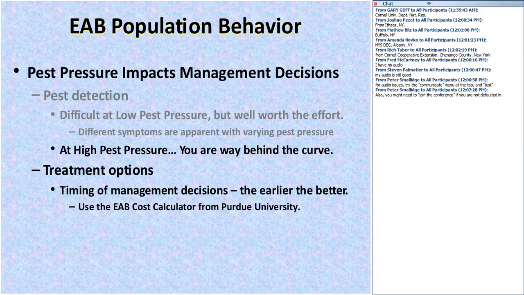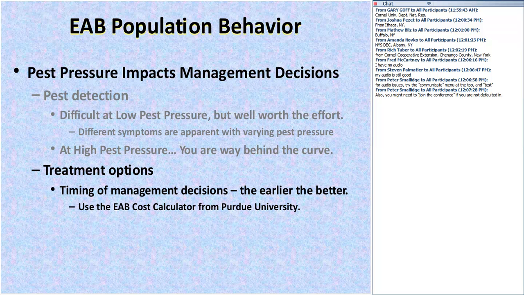Treatment options are also very important to consider with pest pressure. Timing of management decisions, the earlier the better. If you have a high pest pressure infestation nearby, you're going to want to be really seriously thinking about what's going on, as opposed to a very small infestation where you might have some time.